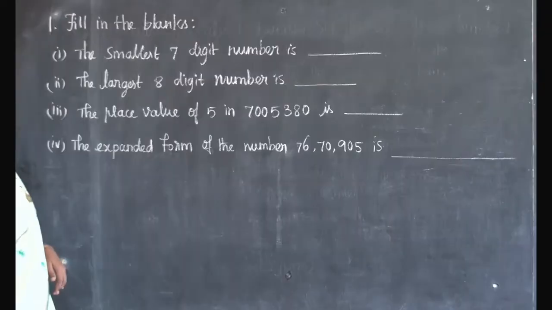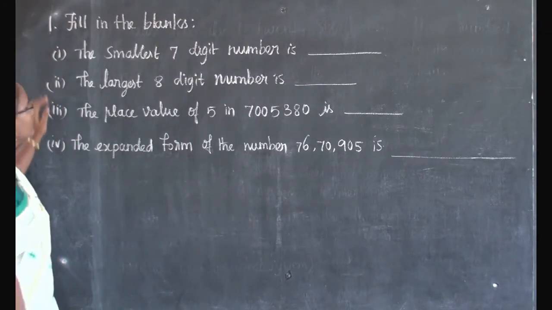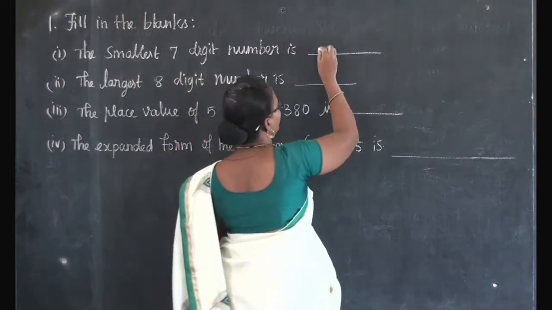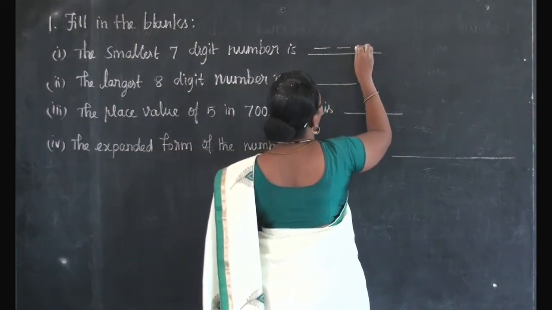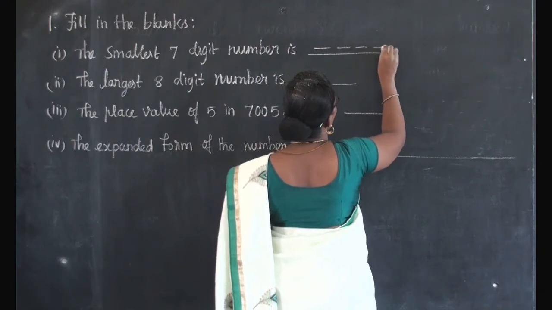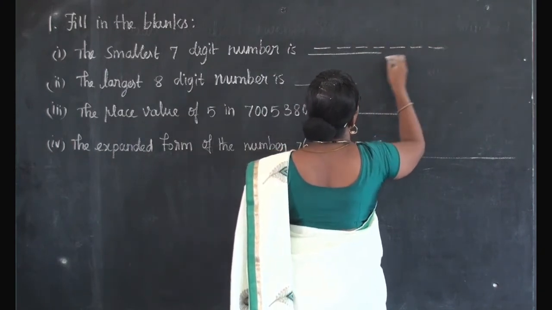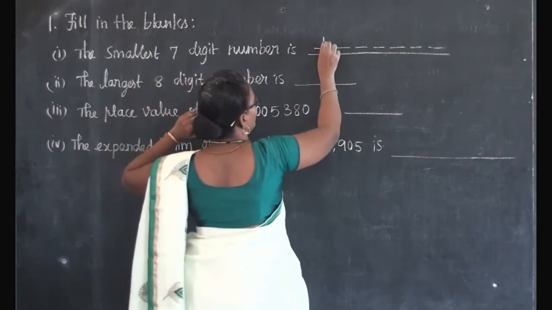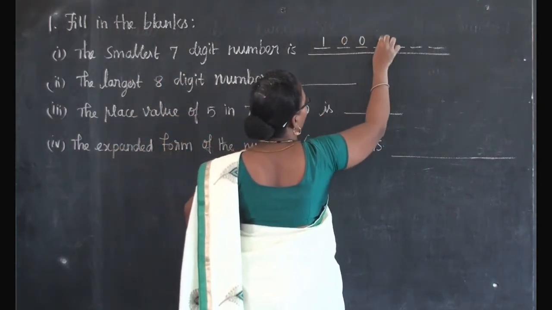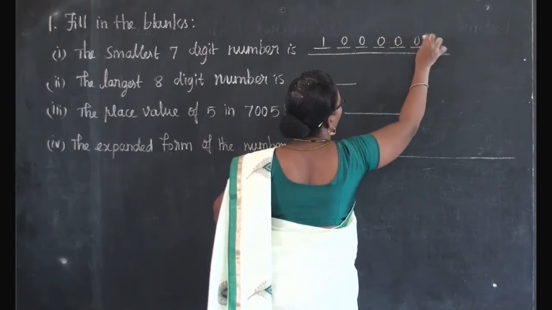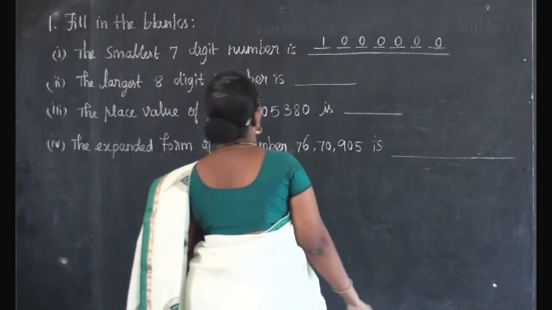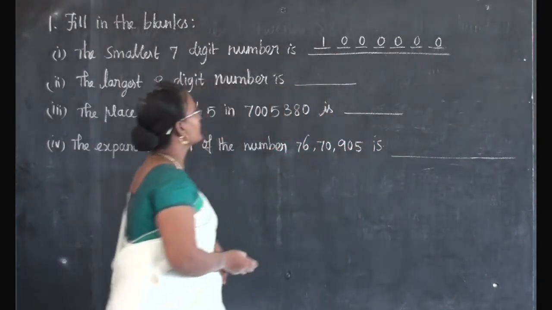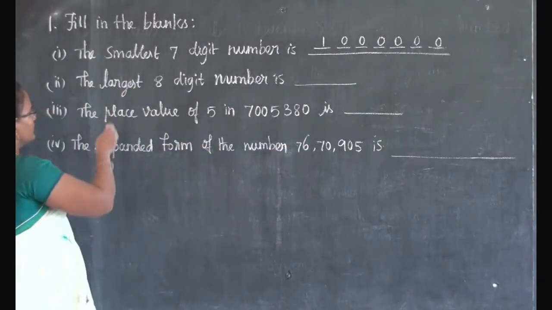Now, fill in the blanks. First one, the smallest 7-digit number. First digit is 1, others are 0. 7 digits. So put 1 here. So what is the number? 10 lakh. 10 lakh is the smallest 7-digit number.